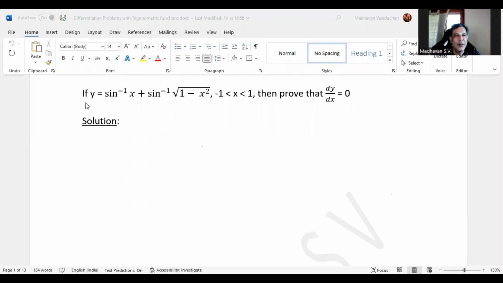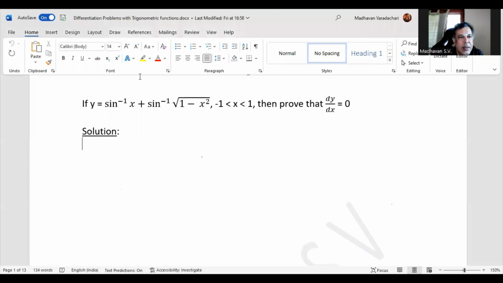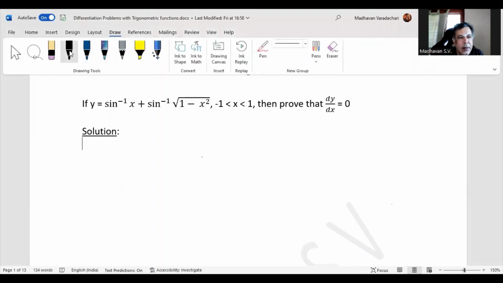In this, it is given y is equal to sine inverse of x plus sine inverse of square root of 1 minus x square, and x is lying between -1 to 1, both not inclusive. Then prove that dy by dx equal to 0. So first of all, let us consider this square root of 1 minus x square as u.